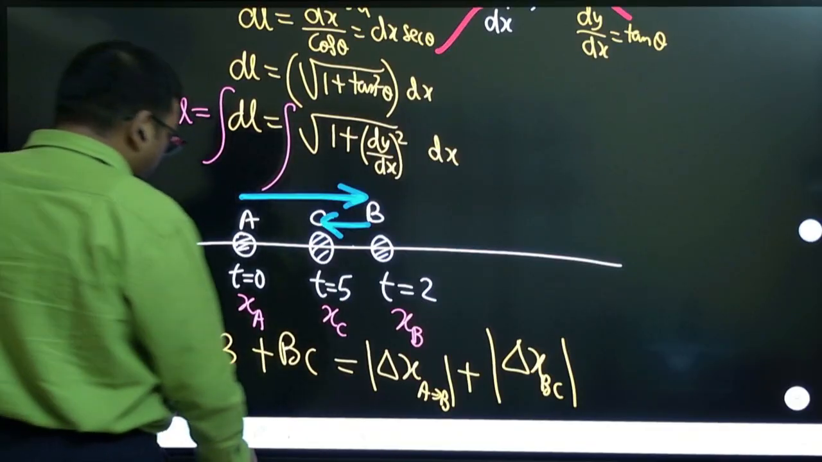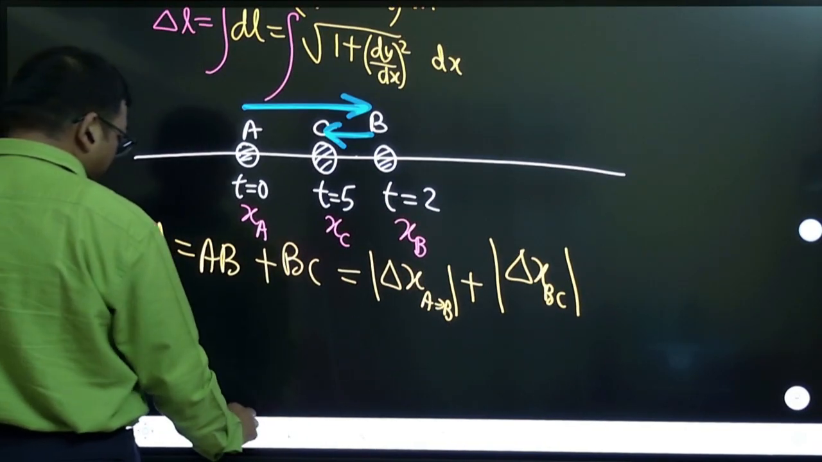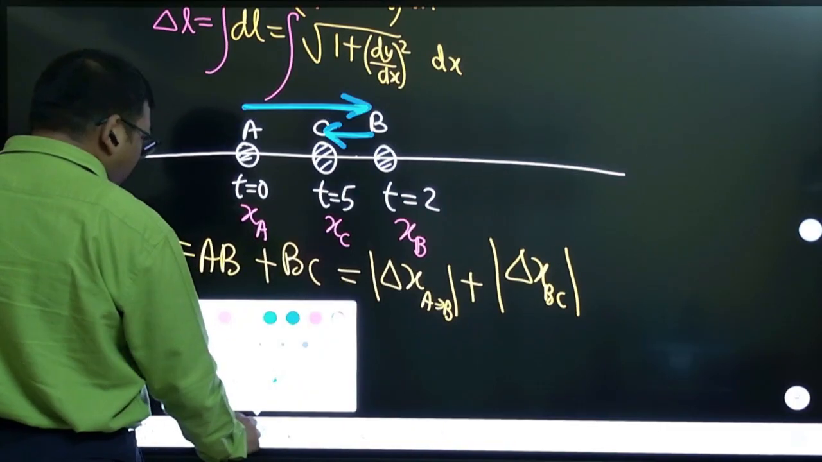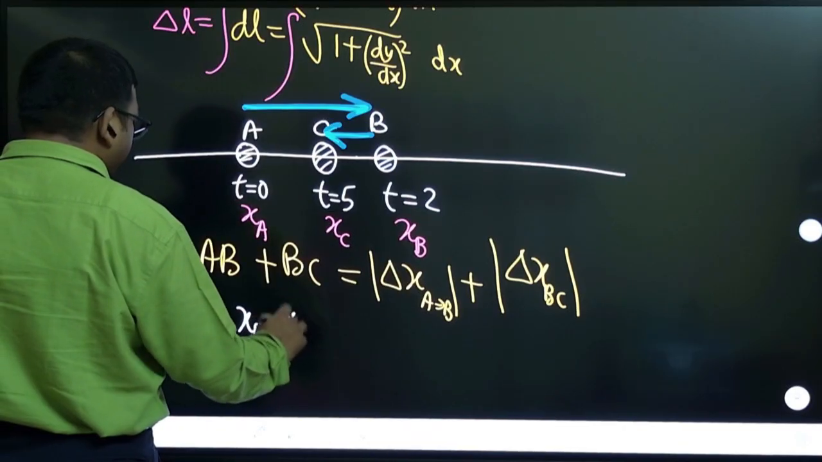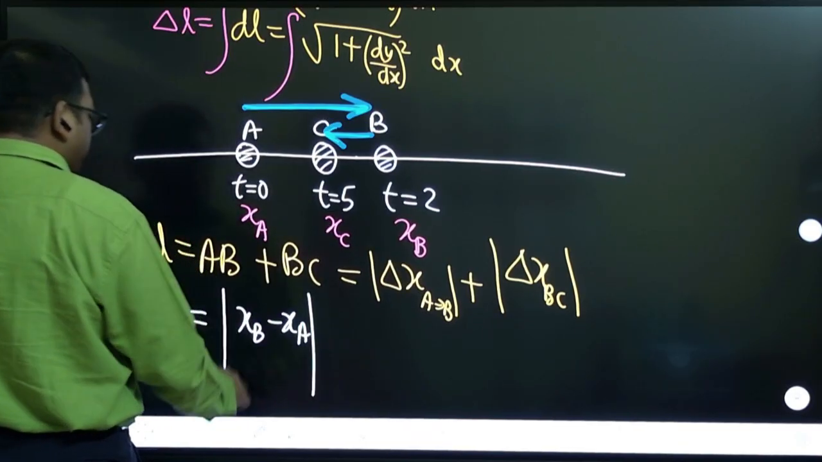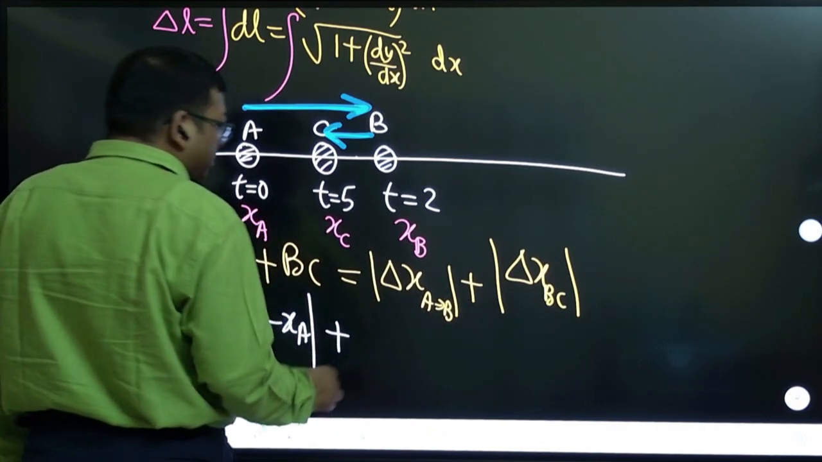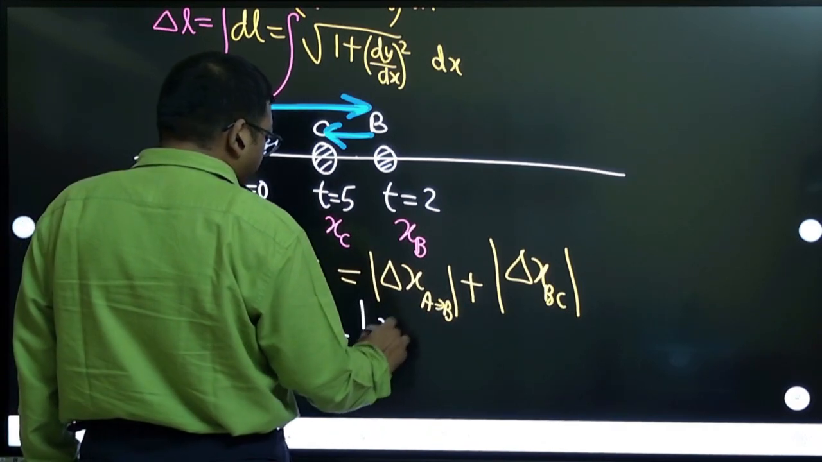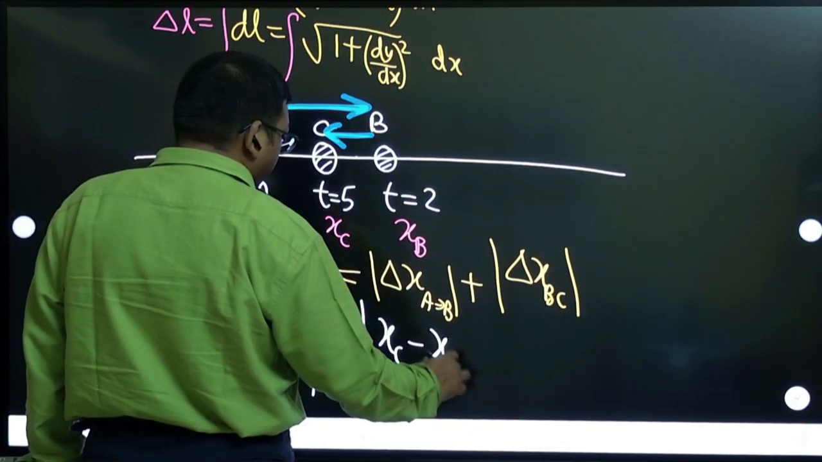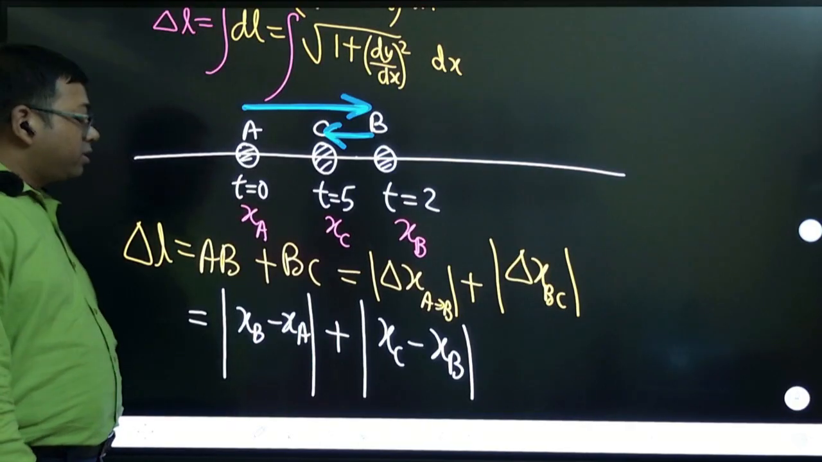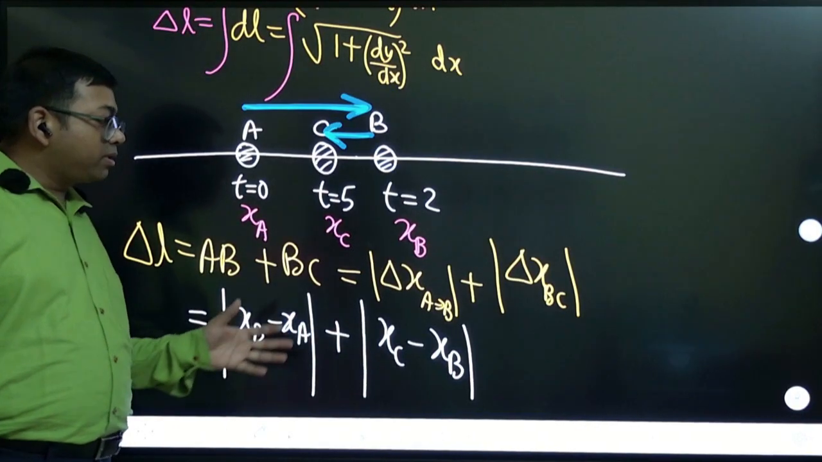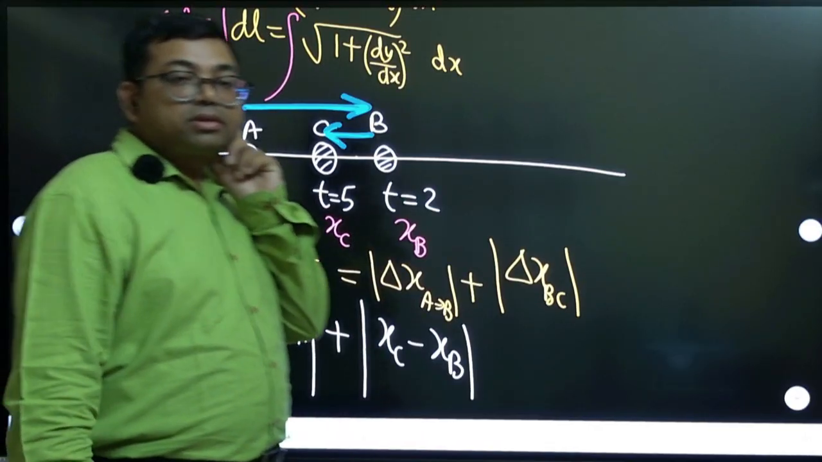So now you can calculate this as: AB is displacement B minus A, so magnitude of XB minus XA, plus displacement BC, which is position of C minus position of B, with magnitude. This is how you will calculate distance in a straight line. Are you clear about this? Yes.